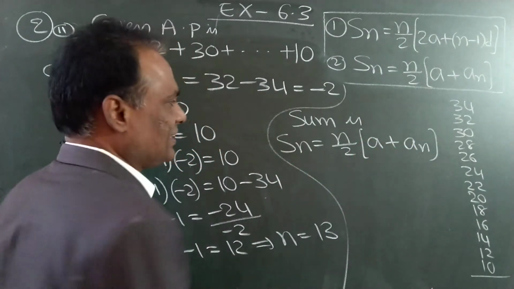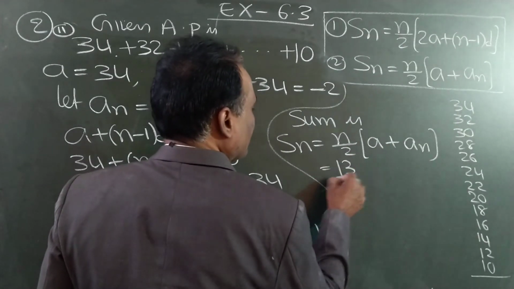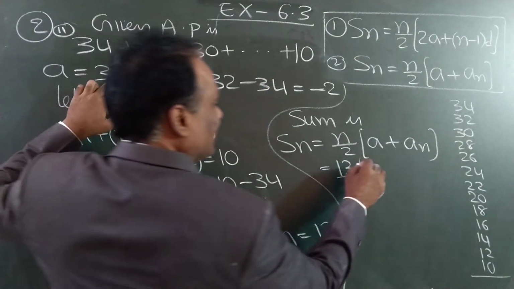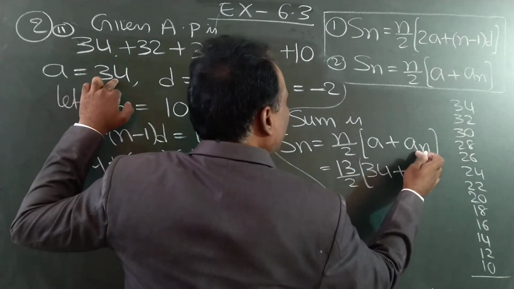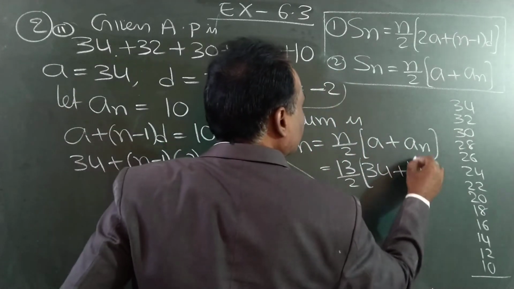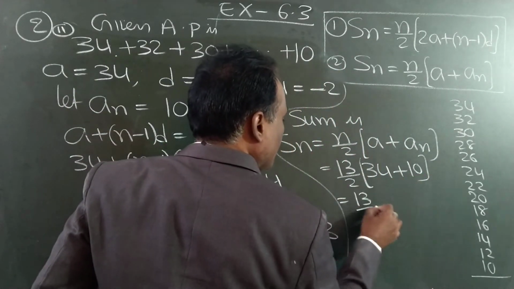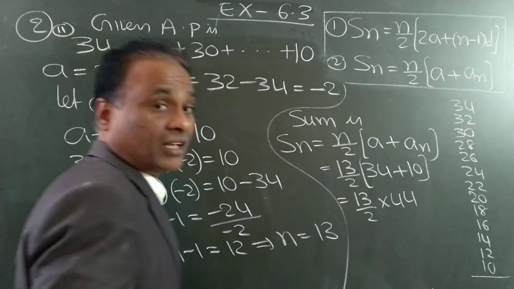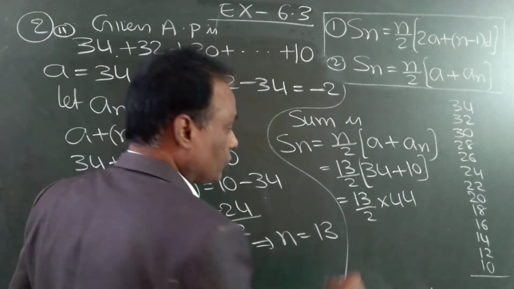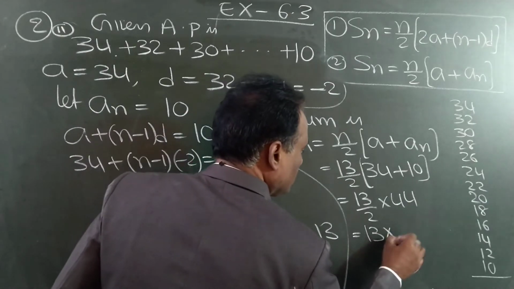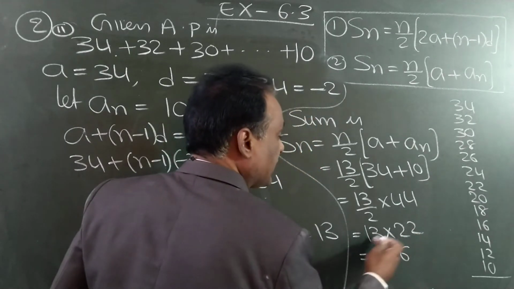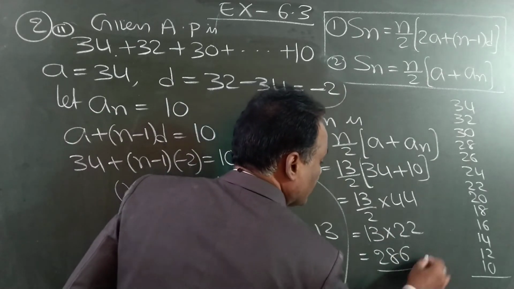Let us use it. N is 13 terms. A is the first term, 34. L is the last term, 10. 13 by 2 into 44. 2 22s are 44. 13 22s are 286. Answer: 286.